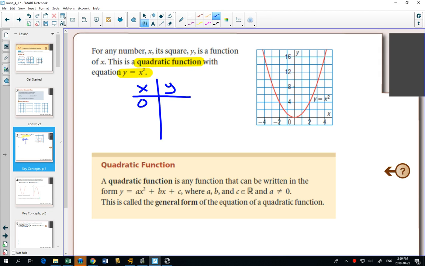What would happen if you plugged in 0 for x? You get 0 times 0 and it would equal 0 for y. So this graph has the point 0, 0. Right? This is the equation of y equals x squared. What happens when you plug in 1? 1 times 1 is also 1. So you would have this point right here, 1, 1.